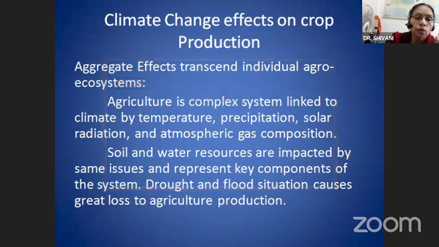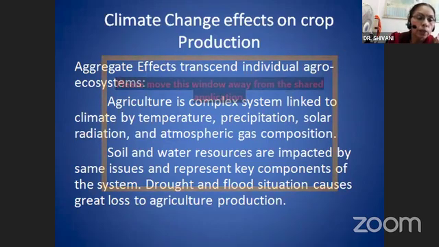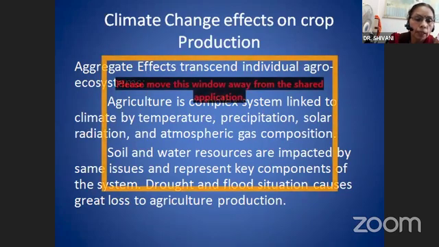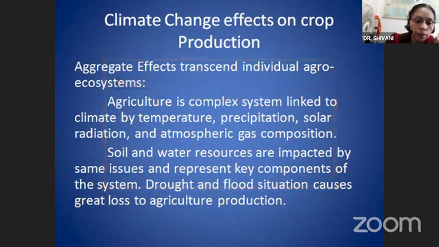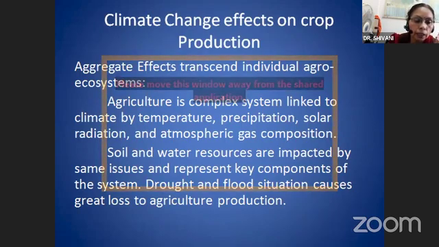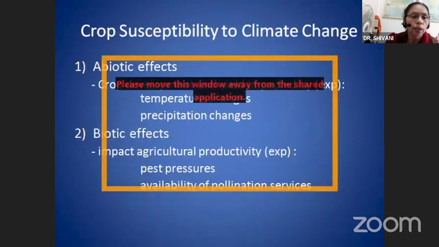As we all know, agriculture is a complex system and it is linked to climate by temperature, precipitation, solar radiation, and atmospheric gas composition. The other main components for crop production are soil and water. These are very important resources for production of crops, and they represent key components of the system. Due to climate change, there may be drought, there may be flood situations, and either drought or flood causes great loss to agriculture production.